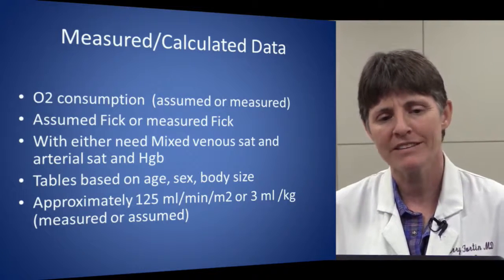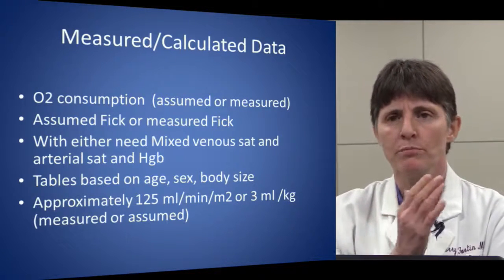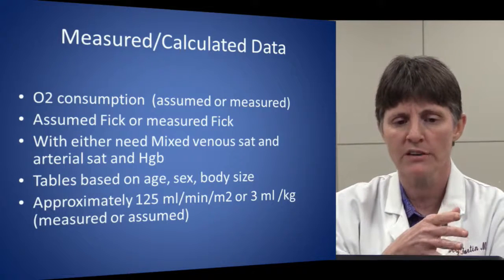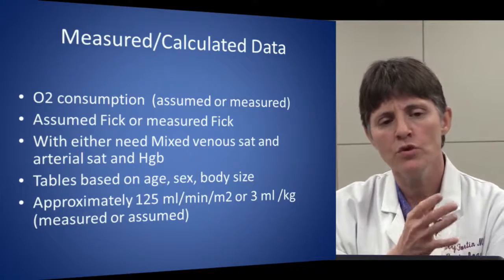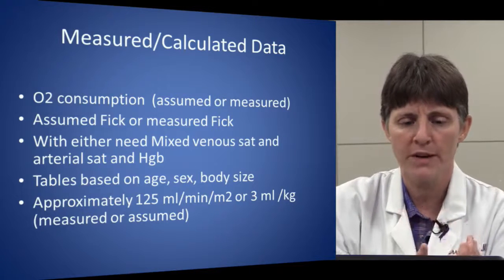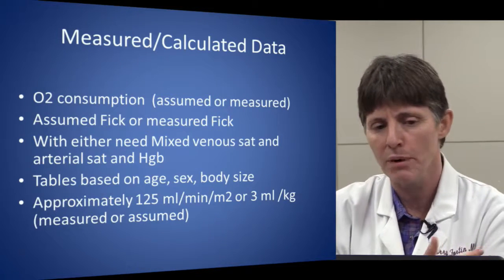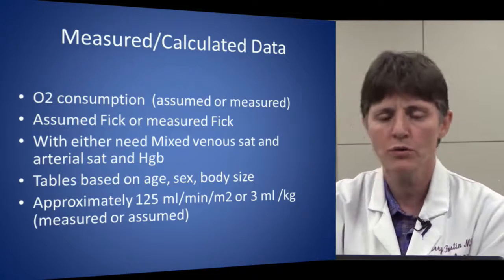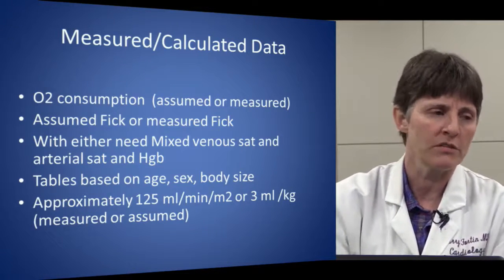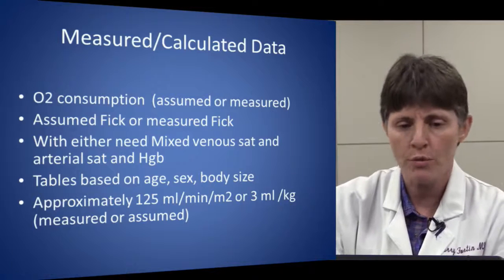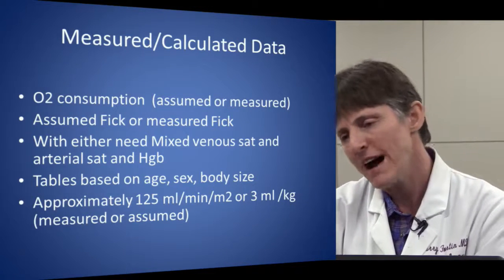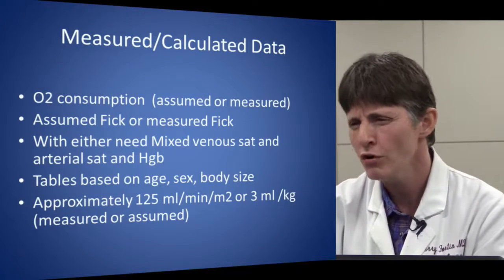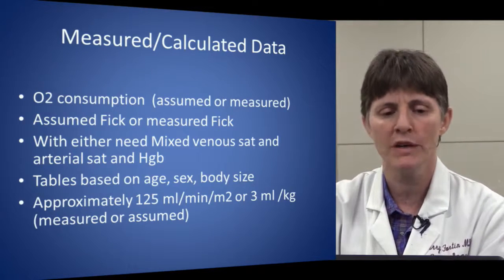There are lots of tables, and some of those tables are put into the computers that we use in the ICU to use assumed consumptions for an assumed FiO2. They're based on age, sex, and body size, with height and weight included. The more normal, the more average someone is, the more correct they are. If somebody weighs 500 pounds and is 5 foot tall, we don't have a good estimate of that.